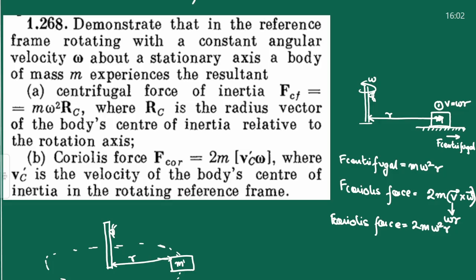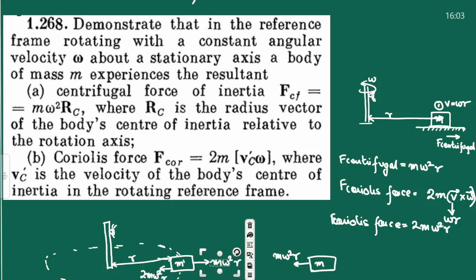And there are two pseudo forces. One is the centrifugal force in this direction, m omega square r, and one is the Coriolis force in this direction, 2m omega square r. The net force is in this direction, which is nothing but m omega square r. Now, if you observe properly, the Coriolis force minus the centrifugal force is nothing but the net force that is acting in the inside direction.